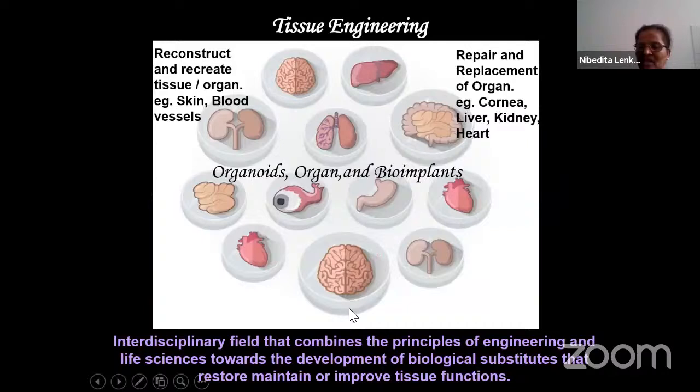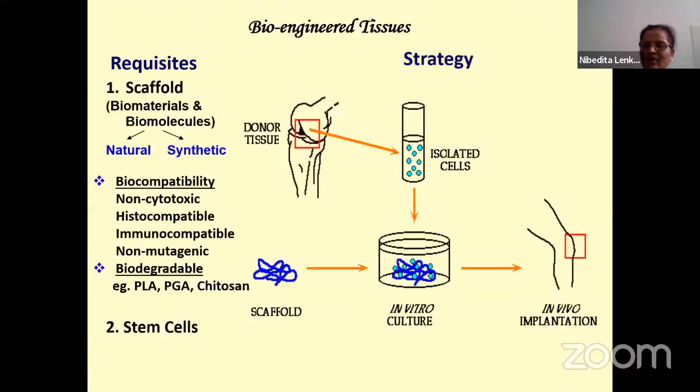And not only this, one can also make miniaturized organs. So this comes on the engineering part where you can develop organoids, organs or bioimplants. This is an interdisciplinary area which takes the concepts and principles of engineering and biology both. So one can generate different tissues or organs by this. So what are the prerequisites for this? If you think about an organ or tissue, this is a 3D structure. What we grow in our laboratory condition is 2D. So if you have to bring the 3D structure, one has to have the skeleton makeup also 3D.